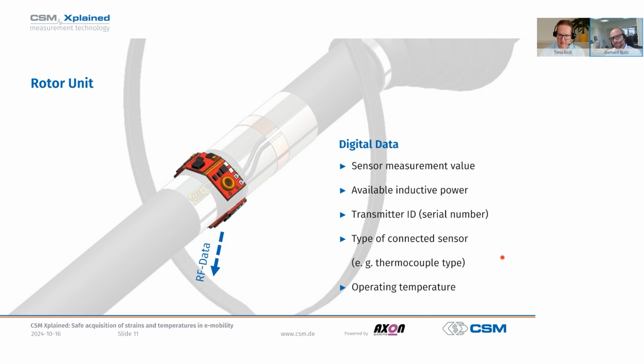So if the generating system knows how much power arrives on the shaft, it can control it. It can power up or power down, and always have an eye on the inductive power supply to make really sure that we have no interrupts, that we have a really safe data transmission. Okay, that sounds really smart, to be honest.